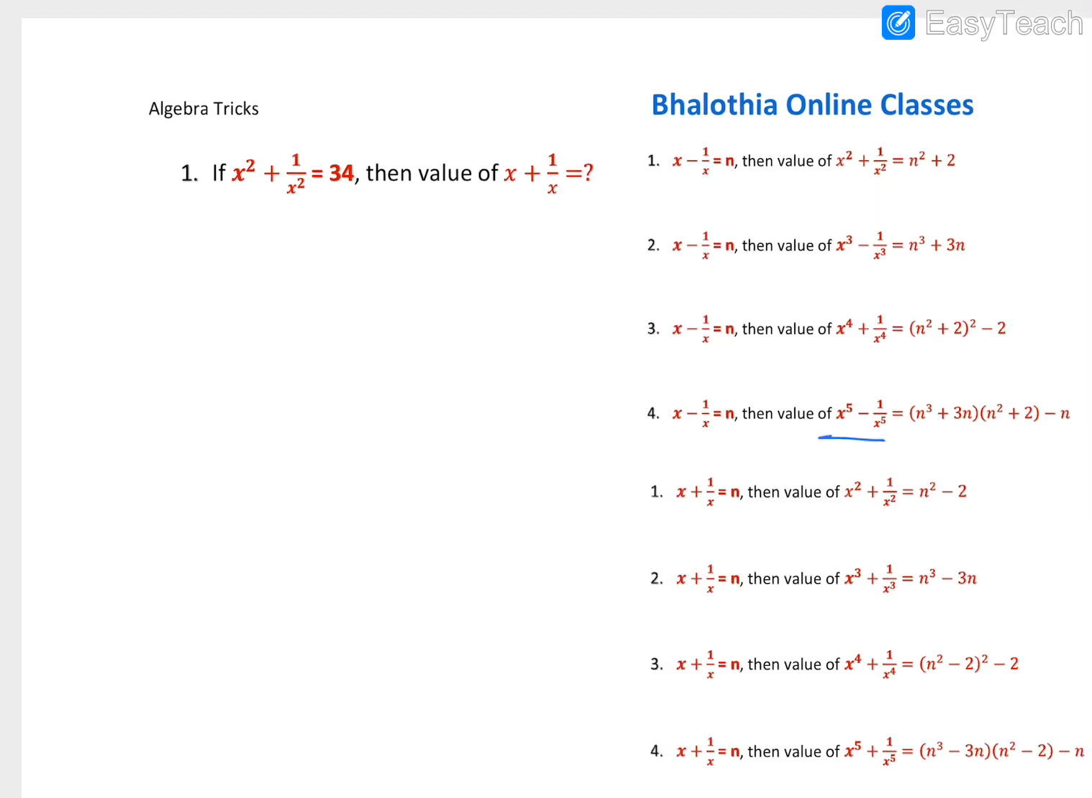And then for 5: x minus 1 upon x is given, and we need x raised to the power 5 minus 1 upon x raised to the power 5. So how will we do it? To make the power 5, we will use 3 and 2. You can use any order, 3 and 2. So what was the formula for 3? It was n raised to the power 3 plus 3n, and for 2 it was n raised to the power 2 plus 2, and then we'll do minus n. Keep that in mind. So we use the 3's formula and then the 2's formula.